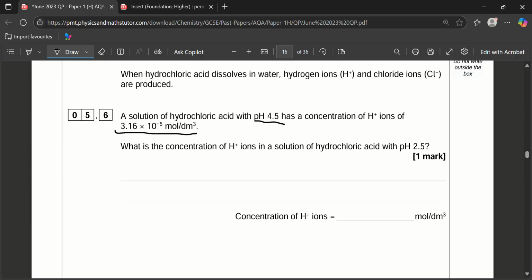5.6. What is the concentration of H+ ions in a solution of hydrochloric acid when the pH is 2.5? So we're given a pH of 4.5, and this is the concentration. Changes in pH follow a base 10 order. So what do I mean by base 10 order? The lower the pH, so we have 4.5 and 2.5, we can see that there is a difference of 2. Therefore, there is a 10 to the 2 difference.